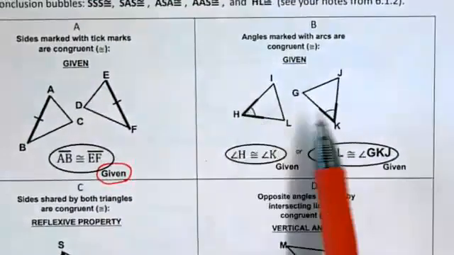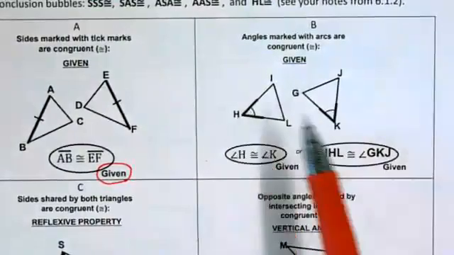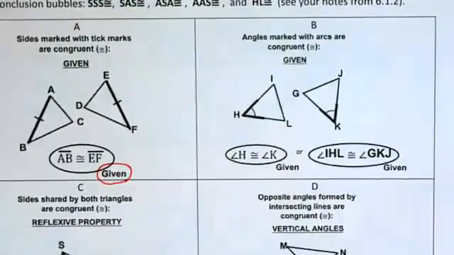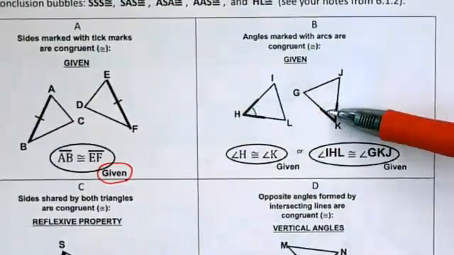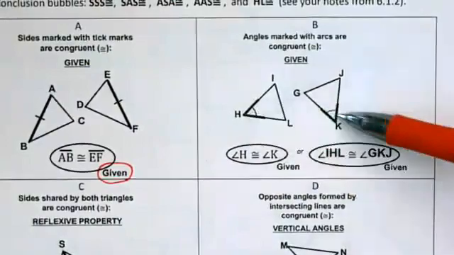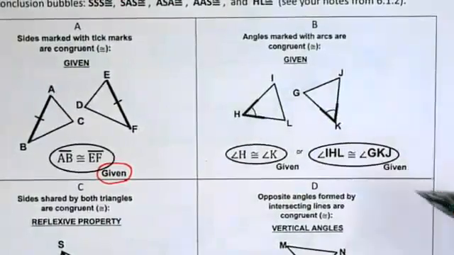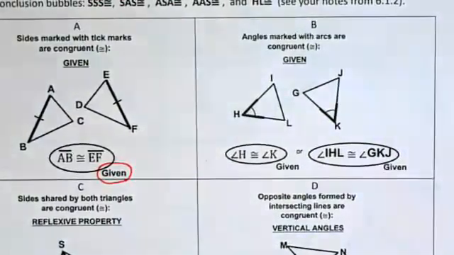Same idea here. Look, see how these two angles have these arcs? You know that those arcs mean that those two angles are congruent. They're the same size, right? Those arcs are given to us as part of the problem. So our reason for saying those two angles are congruent, we would say given for those. So if it appears in the original picture, your answer is given, or your reason is given, okay? There's a couple other things that pop up.